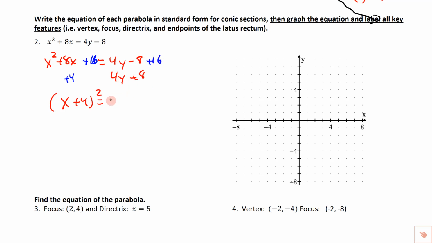And then I need to factor out the 4. So whatever the number is in front of the y, we're going to factor that out. So this is going to be 4 times y plus 2. So now we've got it in the right form.